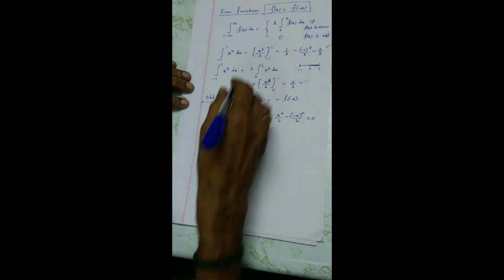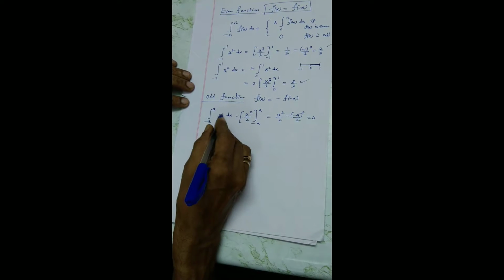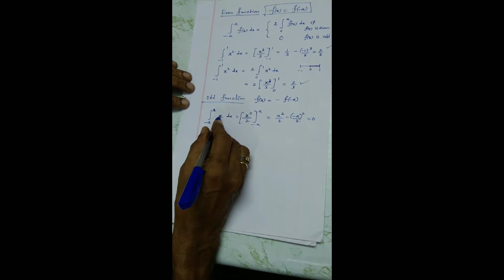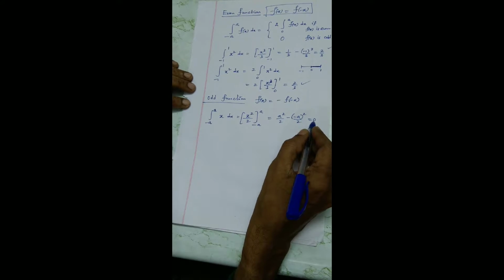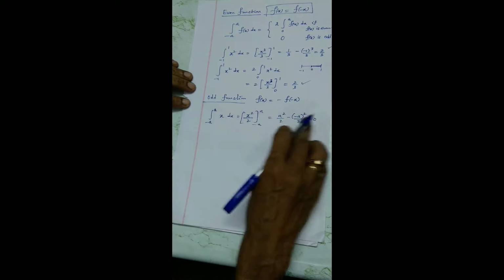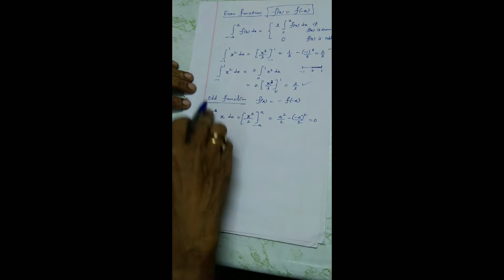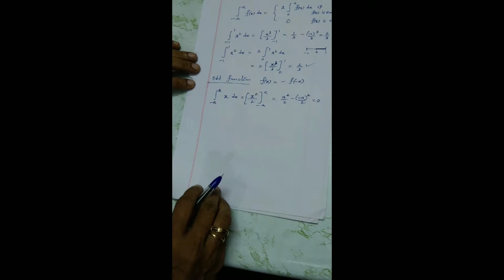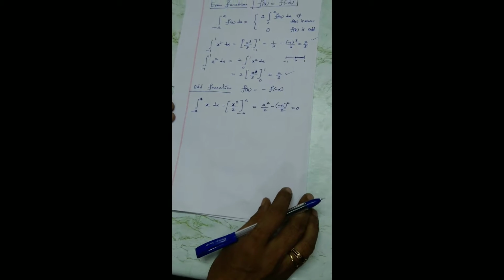So I don't want to elaborate. If the limits are minus a to a and the function is odd, there is no need to integrate. The value is by default 0. This is mathematically proved, conventional. So these two basic fundamentals we are going to apply in Fourier series.